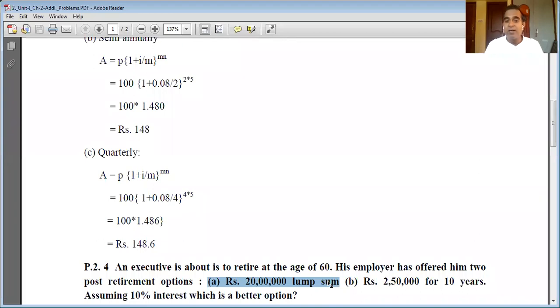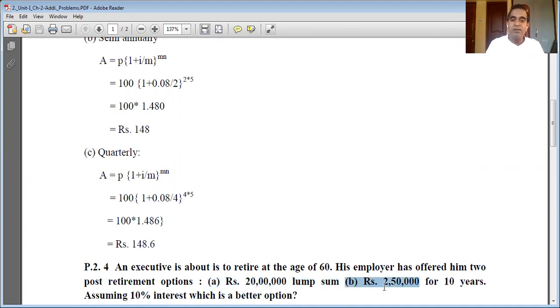If you do not understand, then you will be confused to a greater extent. Okay, so 20 lakh rupee lump sum means a single amount given today. Today means the moment that the employee retires, he will receive 20 lakh rupees in hand. A 20 lakh rupee lump sum means a single amount the employer will give him on the day of retirement, today in present.